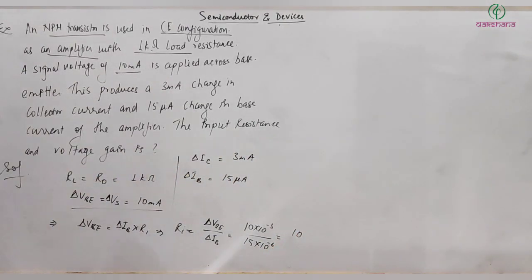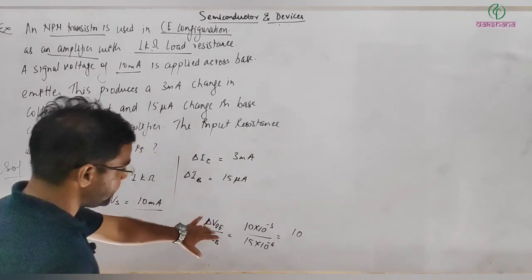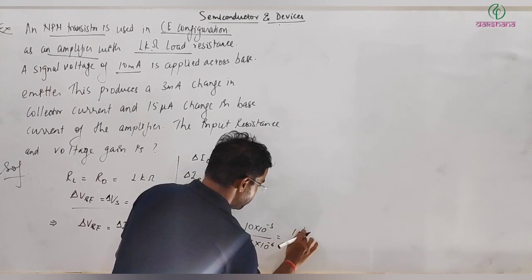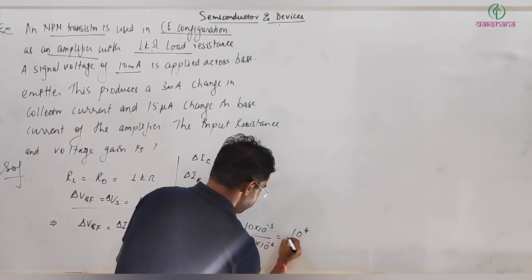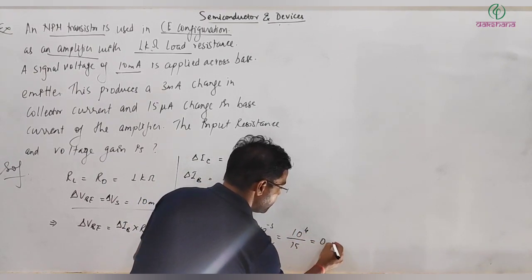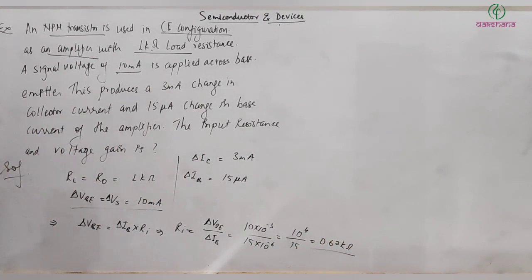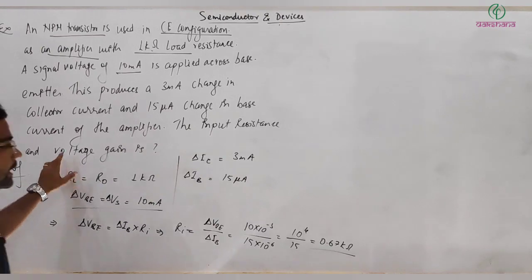Just check the calculation part. Okay, so that's correct, and see here, this is 10 to the power 4, you can write, divided by 15, that will be 0.67 kilo ohm. So this is the input resistance we got, and next it is asking voltage gain, right?